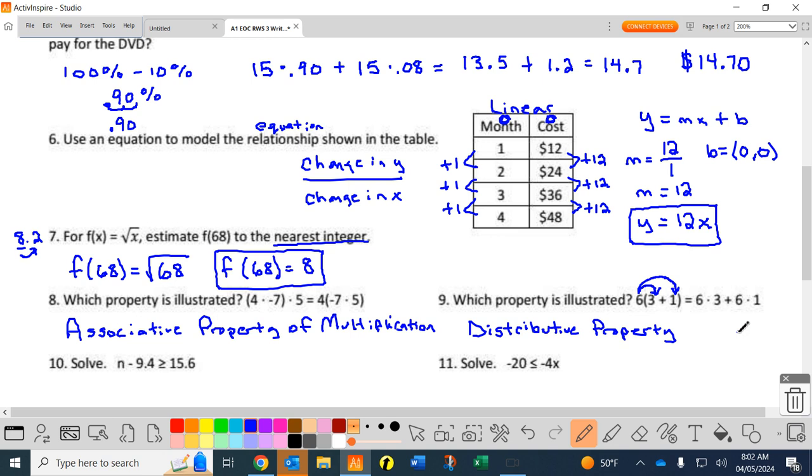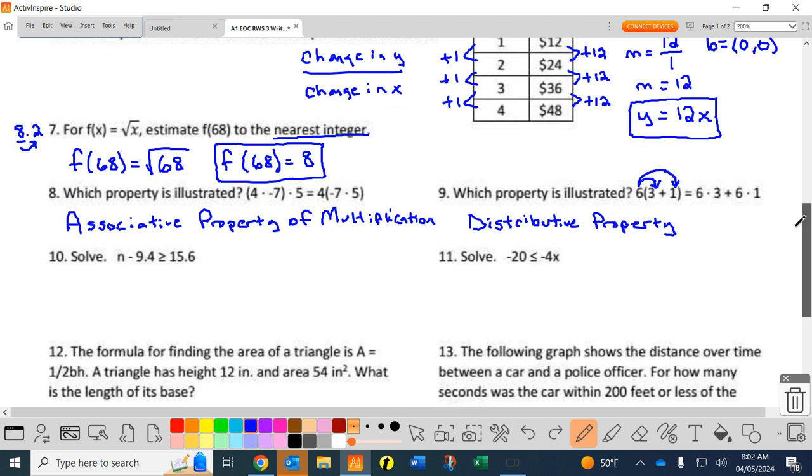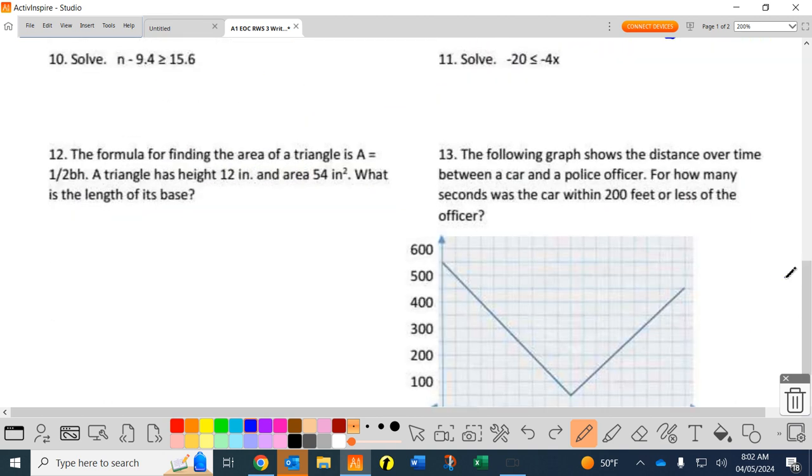Okay, guys. From there, we're solving a couple of inequalities. For these inequalities, we're looking at n minus 9.4 is greater than or equal to 5.6. To undo this subtraction, we are going to add 9.4. That's going to make it n is greater than or equal to, and when you add those two together, that's going to give you 25.